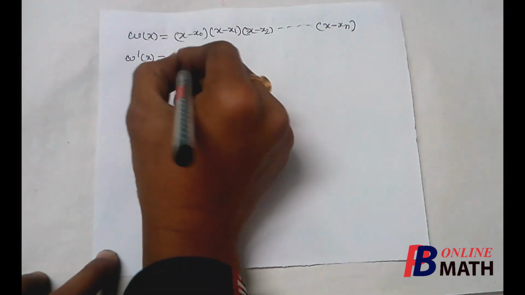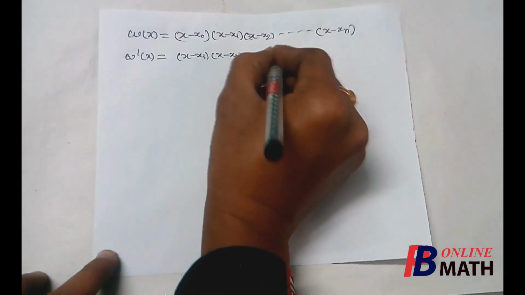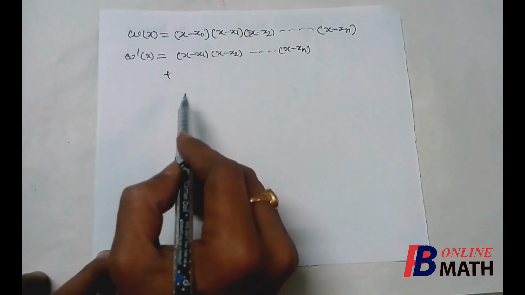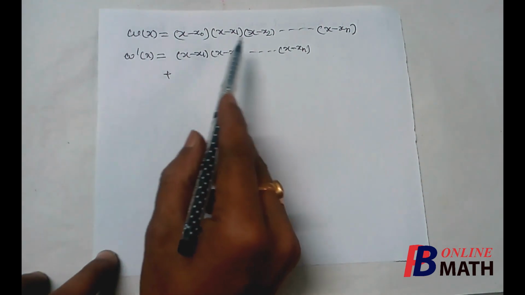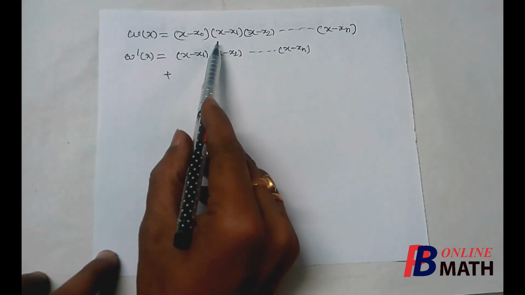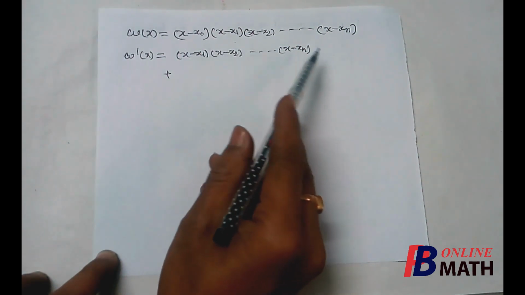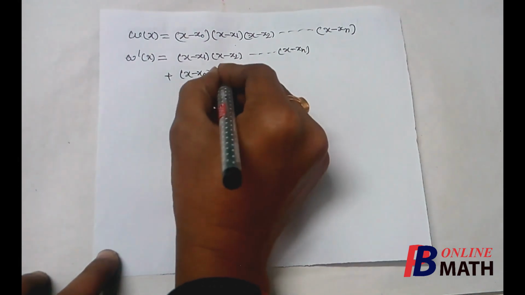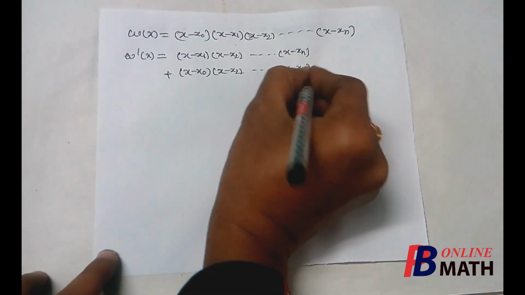The first one will be x minus x1, x minus x2 up to x minus xn, plus. Next we shall differentiate the second factor keeping all the remaining factors unchanged. So if we differentiate the second factor x minus x1 with respect to x, then this will be 1, and we shall keep all the remaining factors unchanged. So it will be x minus x0, x minus x2 up to x minus xn.